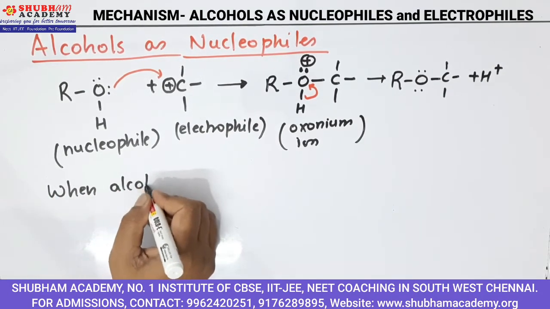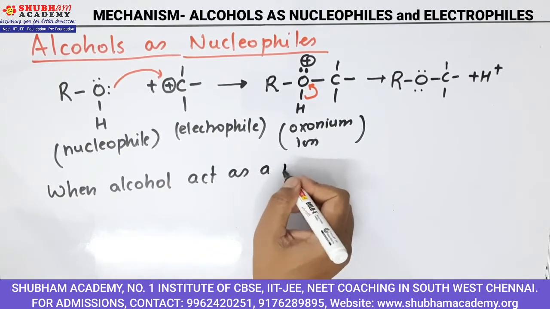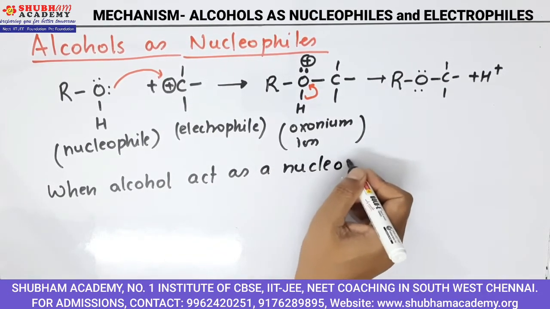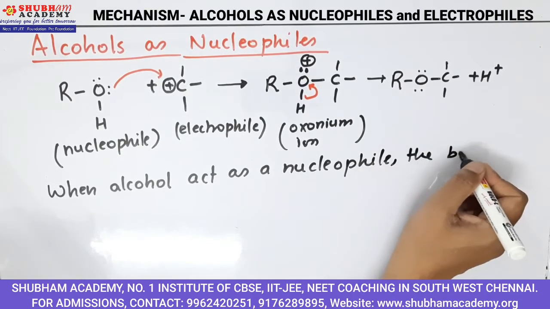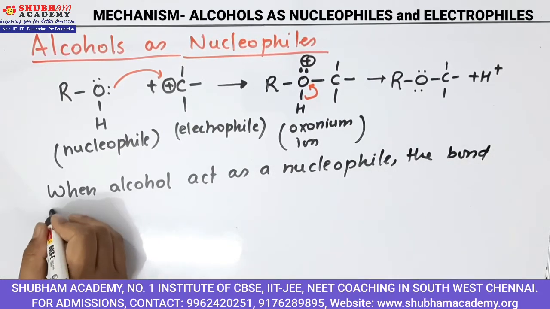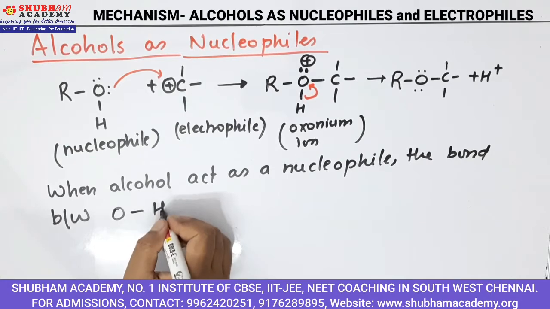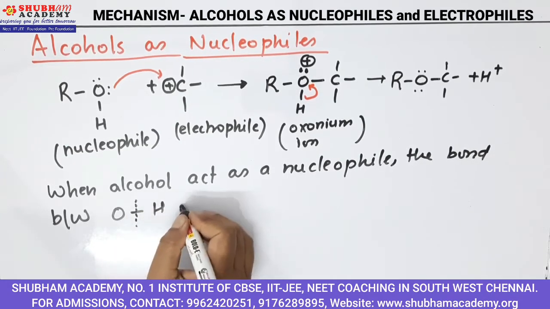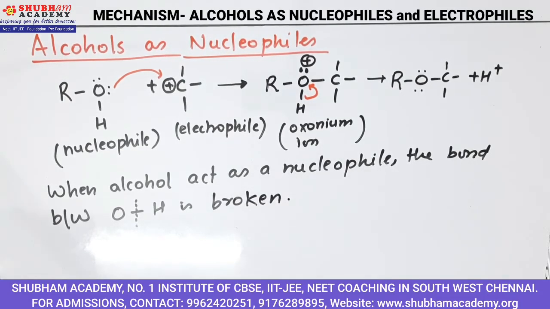So when alcohol acts as a nucleophile, the bond between O and H, okay, this bond is broken, right? Now we will see when protonated alcohols act as electrophiles.